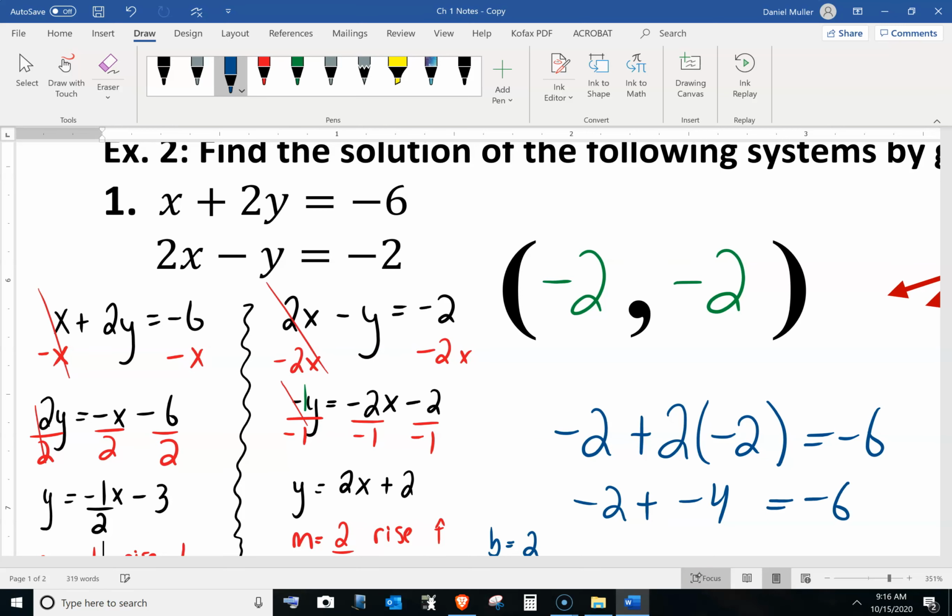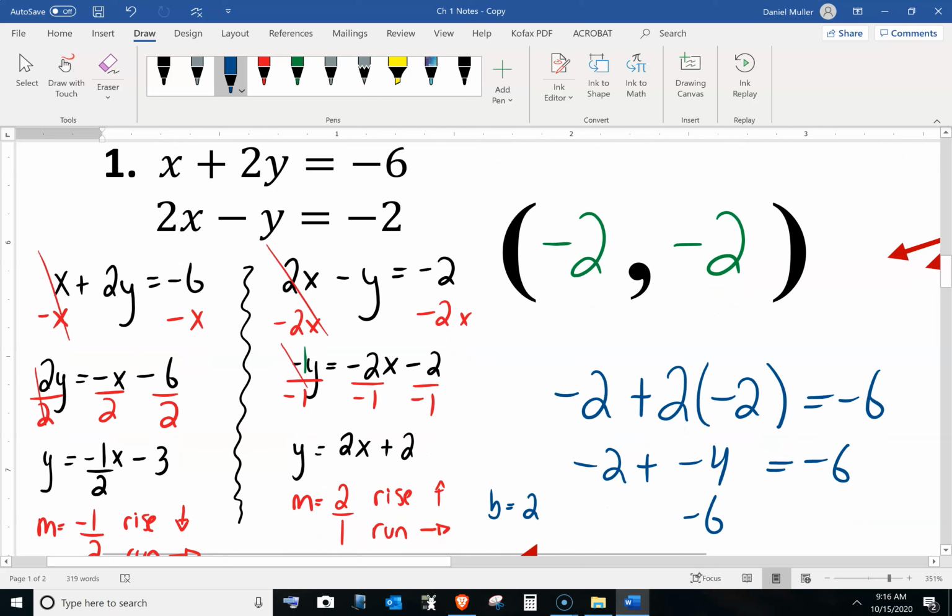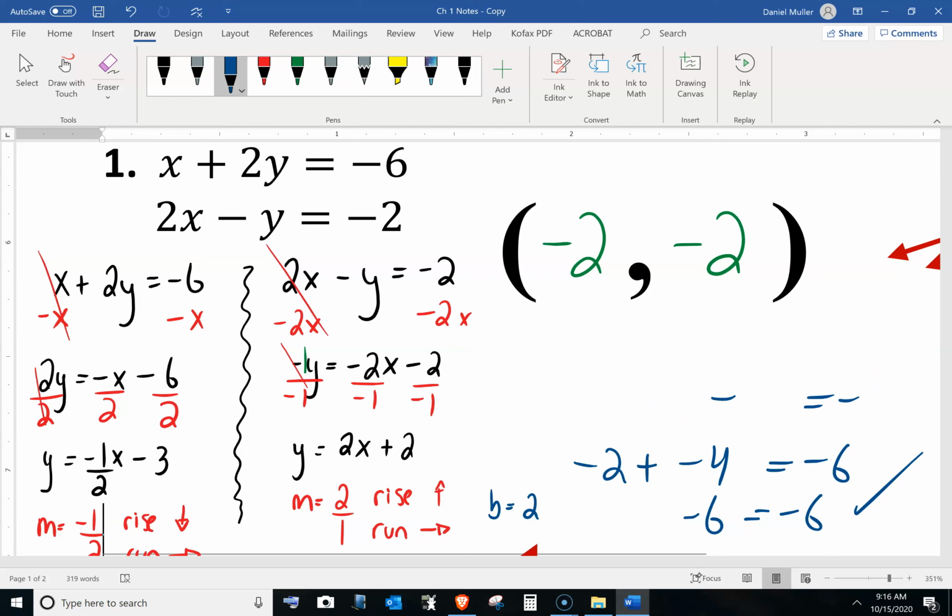So -2 plus -4 is indeed -6. And the right side is -6. So -6 equals -6. This is a true statement. This point is on the line. And we could put it into the other equation and we would also get a true statement. Again, you don't have to do this, but it's just me proving to you that this is a point that works.